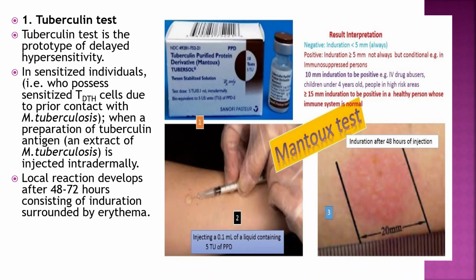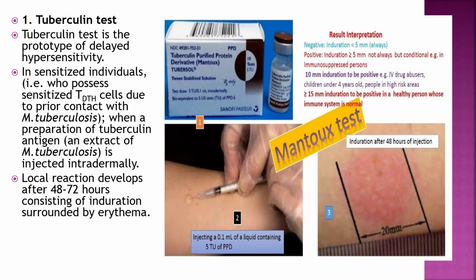When a preparation of tuberculin antigen, an extract of M. tuberculosis, is injected intradermally, a local reaction develops after 40 to 72 hours, consisting of induration surrounded by erythema. On interpretation, less than 5 millimeter of induration is negative, more than 5 millimeter is borderline, but in immunosuppressed persons it is positive.